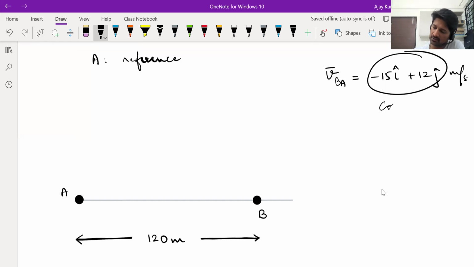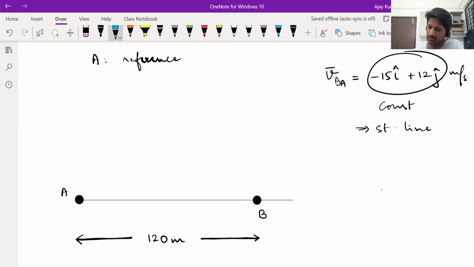Now this is a constant velocity. Means B moves on a straight line. The angle made by that straight line is what we need to calculate next. We need to know exactly how B moves relative to A. Okay. So we have to draw this vector.